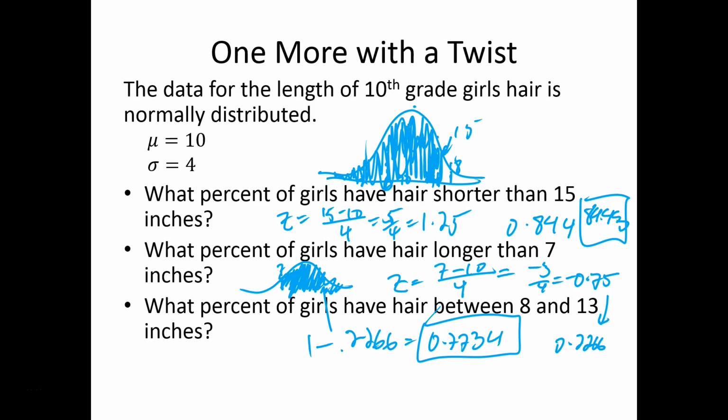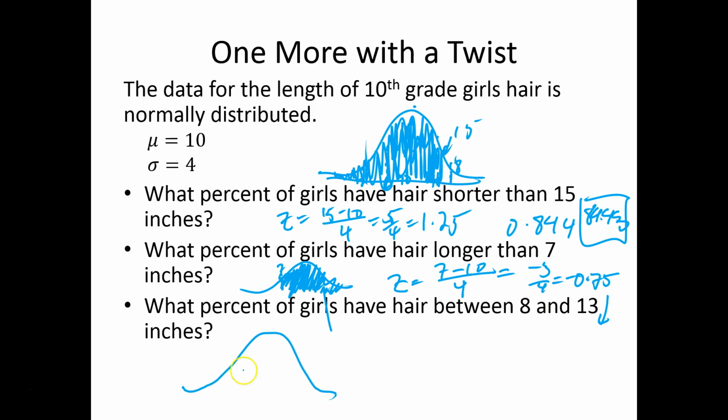And let's look at this last problem. What percent of girls have hair between 8 and 13 inches? Let me get some space for myself here. So between 8 and 13. So here's our curve. Average is 10 right in the middle. Here's 8 somewhere, and here's 13.